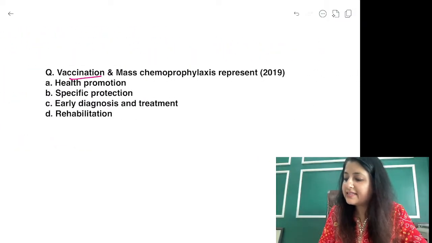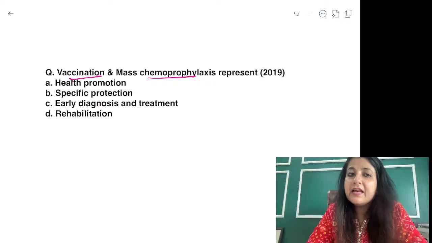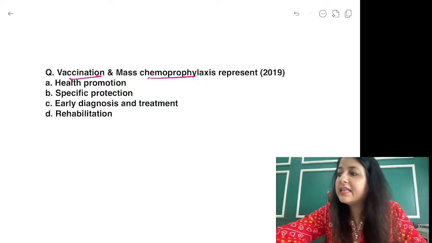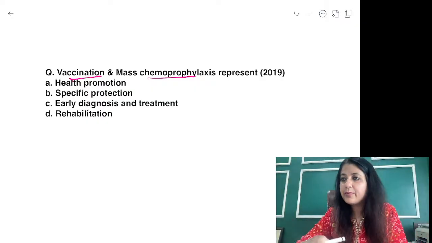Now tell me, vaccination and mass prophylaxis represent, what is this? Vaccination and mass prophylaxis represent.